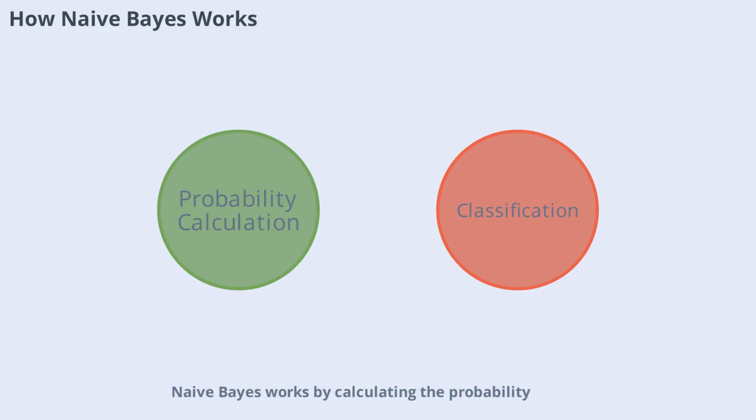Naive Bayes works by calculating the probability of each class given the input features. Using Bayes' theorem, it multiplies the probabilities of each feature given the class and selects the class with the highest probability. This process is repeated for every new data point, making classification fast and scalable.